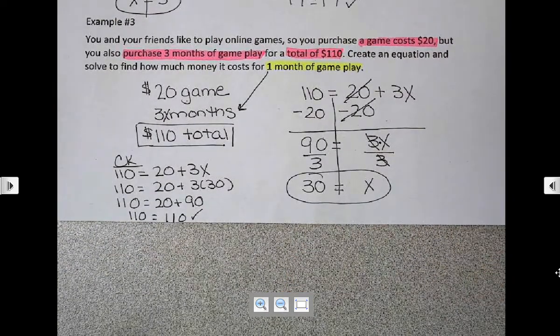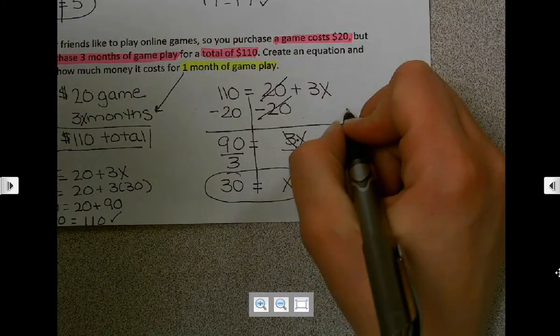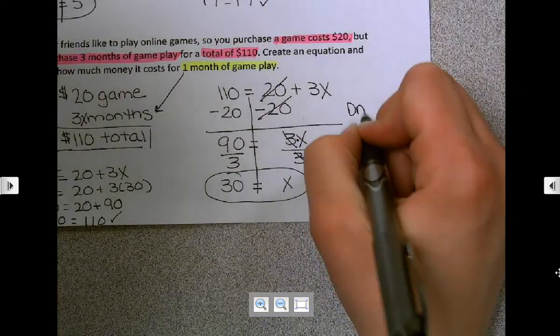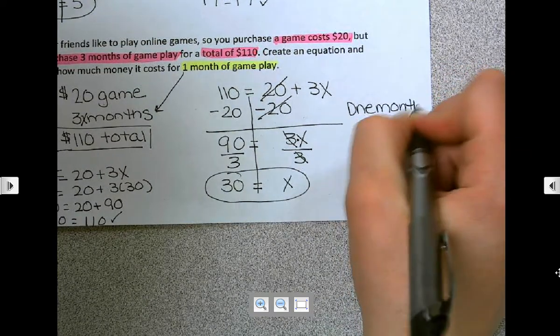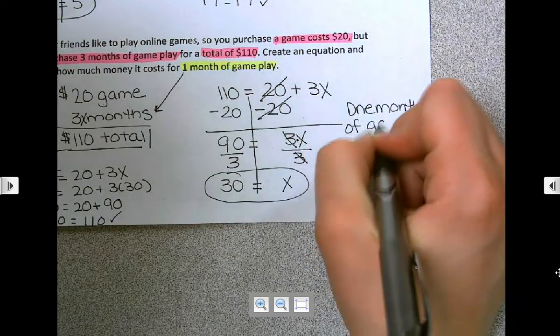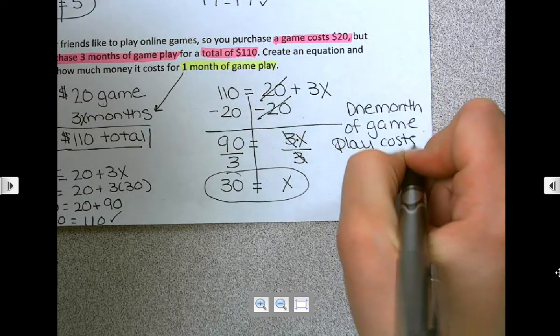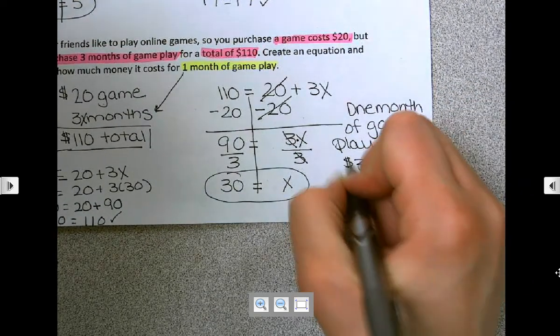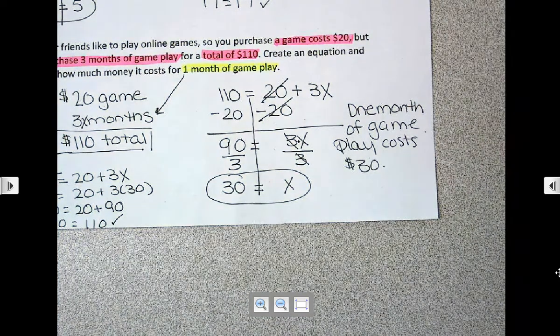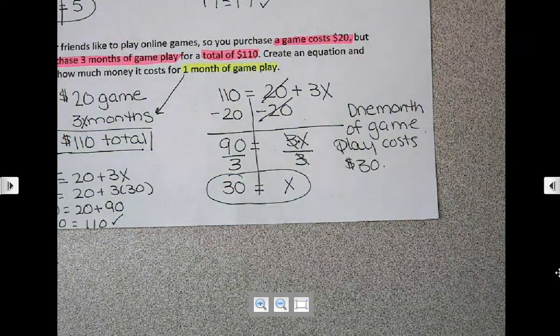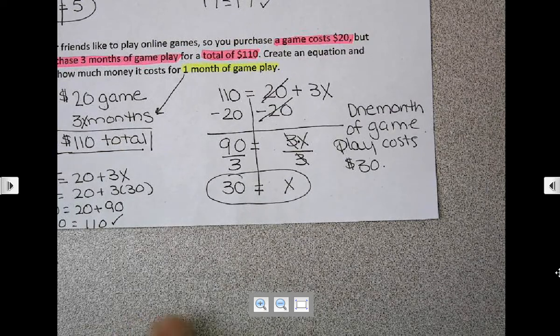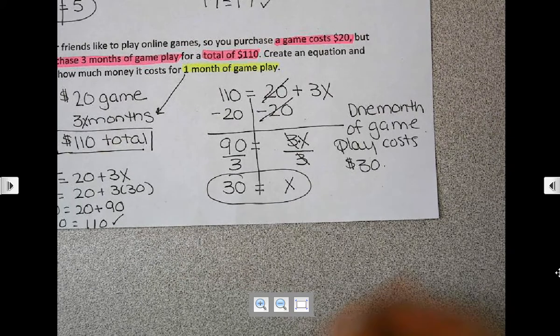Now, the last thing that's important to remember about word problems is that the question started out in words, so therefore we have to end our answer in words. So we could simply say 1 month of gameplay costs $30, or you could write any kind of variation of that. As long as you identify what the $30 is, make sure that you label that 30 is dollars and that $30 is the cost of one month.